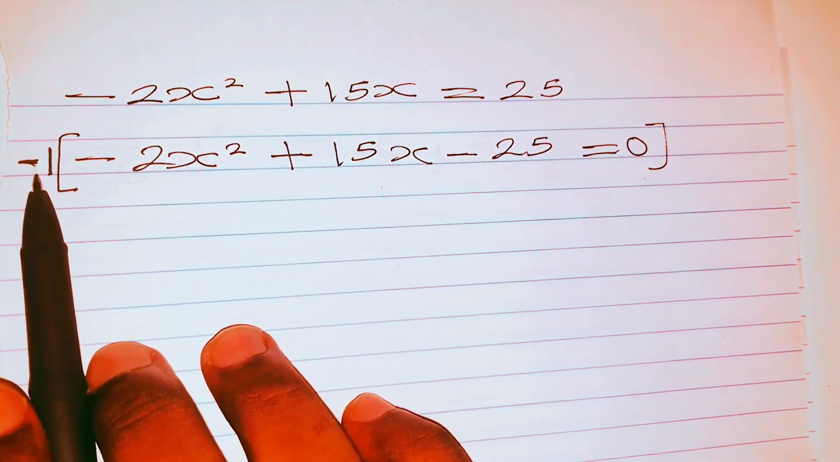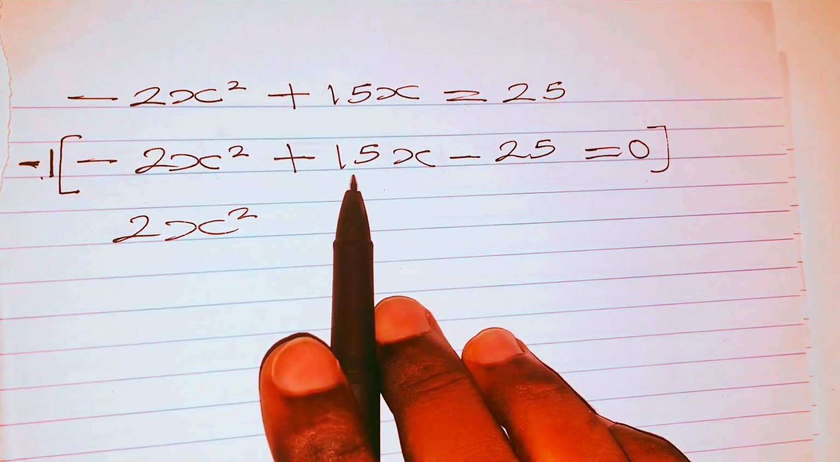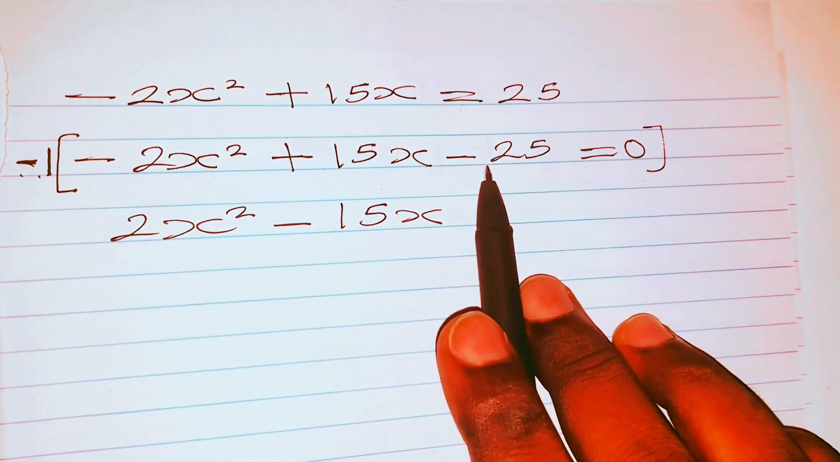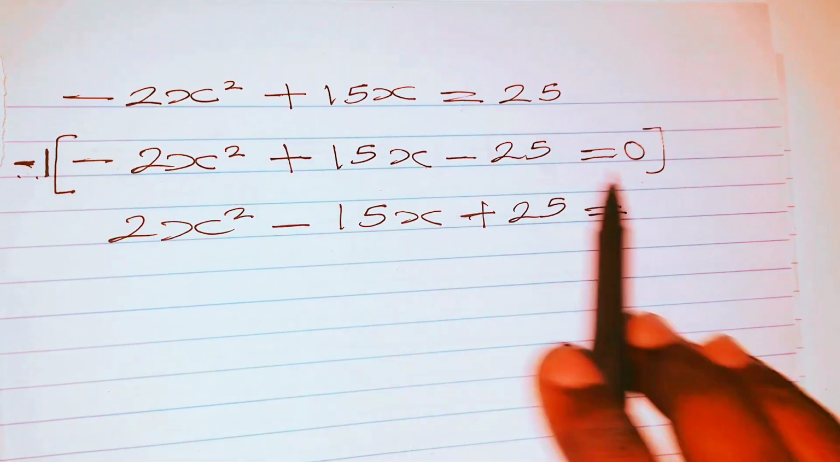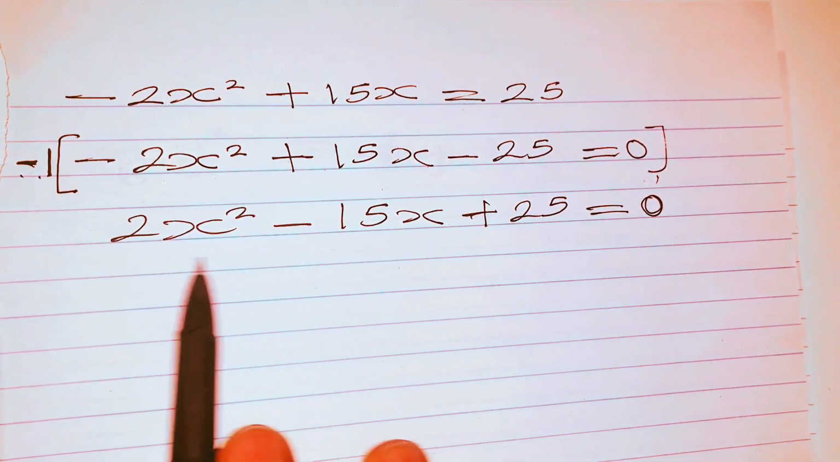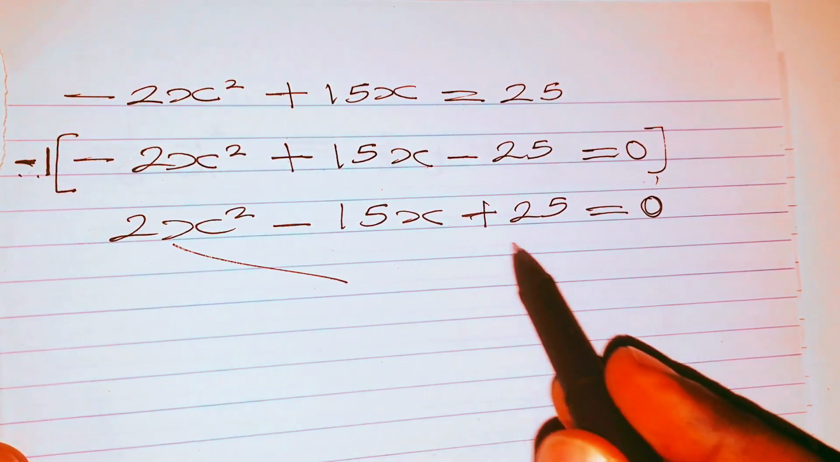So when you use minus 1 to multiply all the terms there, you're going to obtain 2x squared. Of course, minus 1 times plus 15 gives us minus 15x, minus 1 times minus 25 gives us positive 25, equal to, of course, minus 1 times 0, which is going to be 0. And then we can go ahead and do exactly what we did in the previous solution. We need to multiply this and this together.